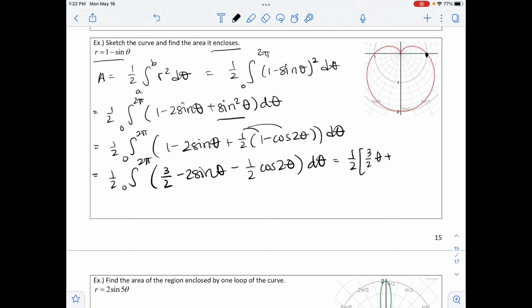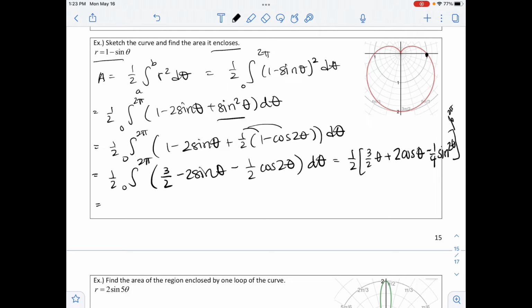plus 2 cosine theta, since integrating sine of theta is going to become negative, and that would become 2 cosine theta, and then minus 1/4 sine 2 theta. And then we're going to evaluate this, and I'm out of room, by evaluating from 0 to 2 pi.